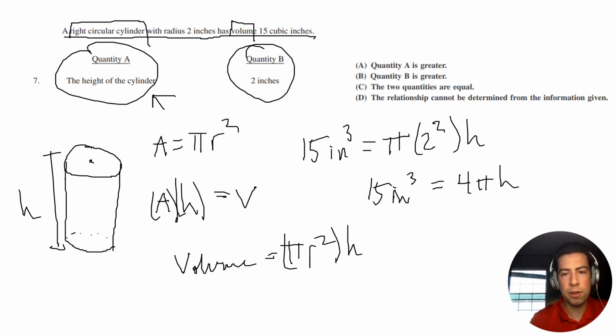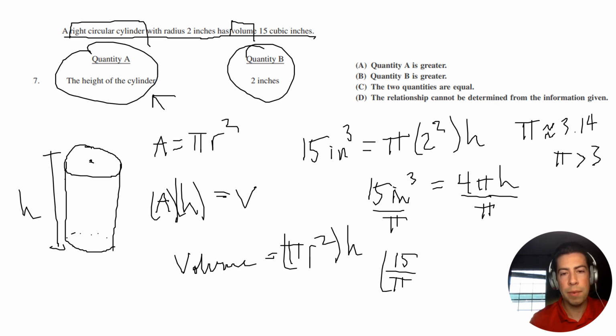It's important to remember that pi is approximately 3.14, so fundamentally pi is greater than 3. Let's just divide both sides by pi, and then divide both sides by 4. Let me rewrite it. I'm going to have 15 divided by 4 pi, and this is equal to my height.